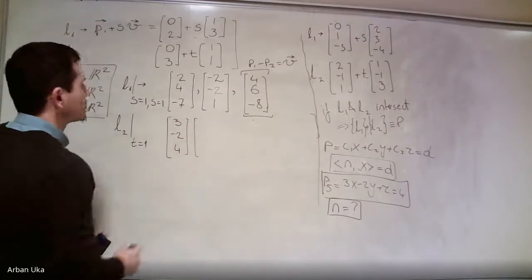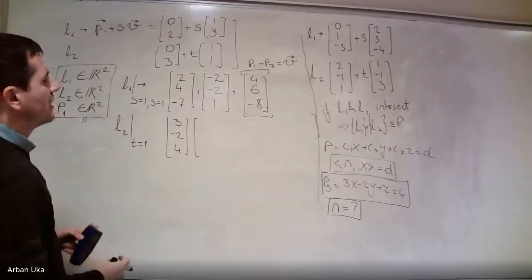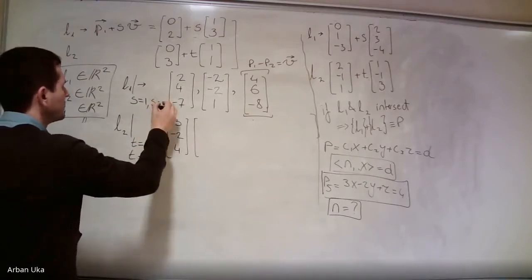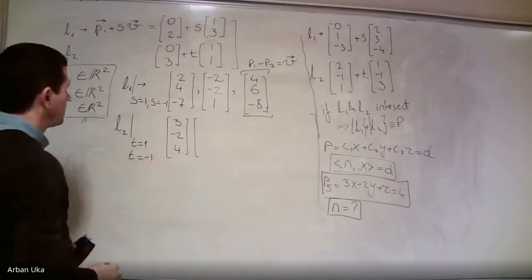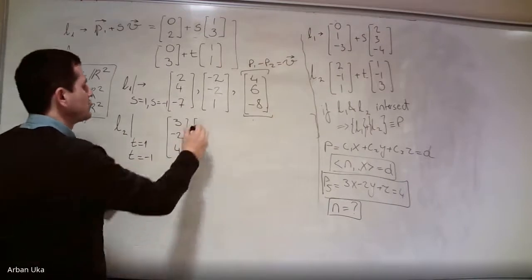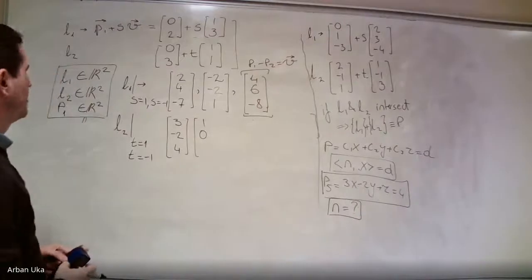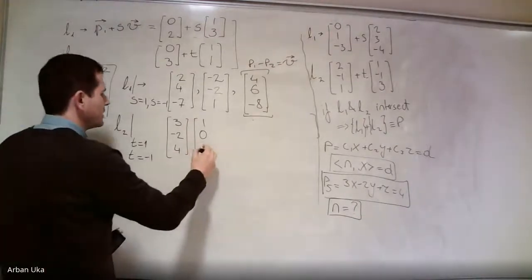Another point, shall we set T? We can put T minus 1. Let's try to keep it simple. Sorry, T is equal to minus 1, and we have here 2 minus 1, 1, minus 1 plus 1, 0, and 1 minus 3, minus 2. Is this correct?